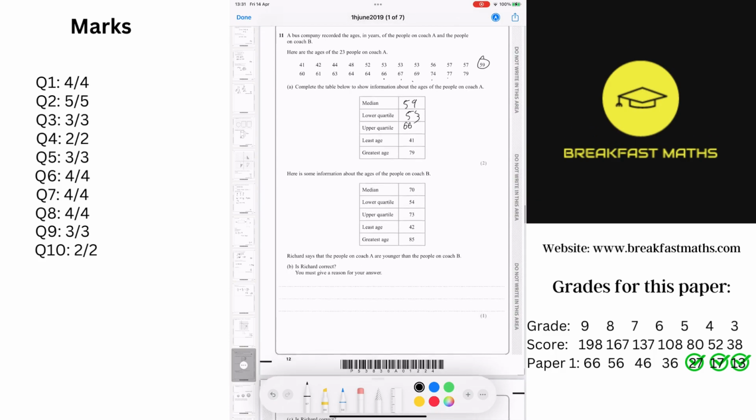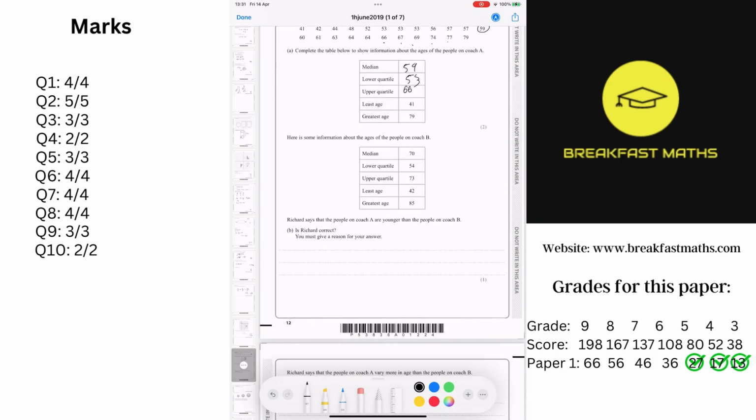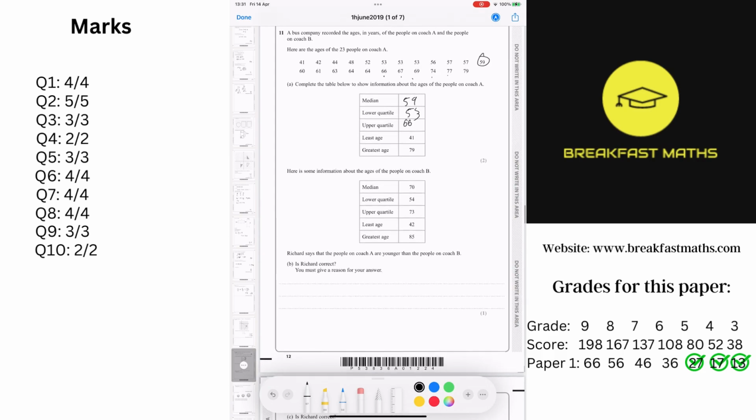He says people in coach A are younger than people in coach B. Is he correct? Well, the least age is lower, the greatest age is lower, the upper quartile is lower, the median is lower, and the lower quartile is lower. So we could say yes, every single value is lower. Let's think about our reason. We'll say all values are lower.